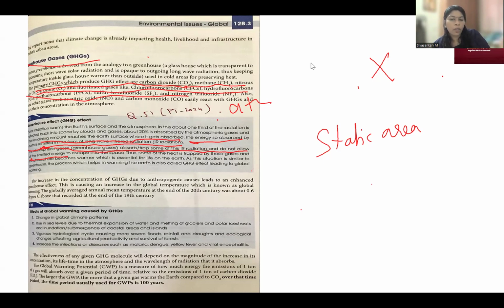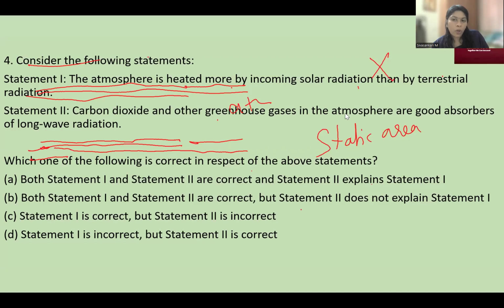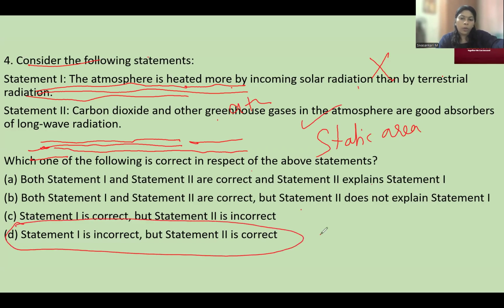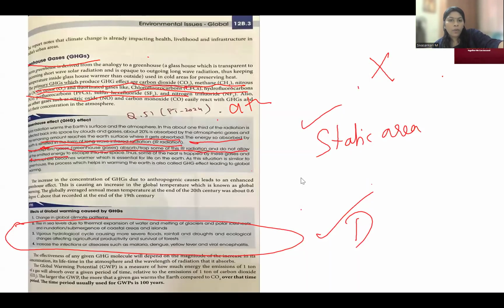If any good book has written about it, I hope you would have written this answer rightly, right? So the first is wrong, the second is right. Statement one is incorrect, so option D is the right one here, right? Then come to the next question. This is a basic question, a static one. Then come to the next question.